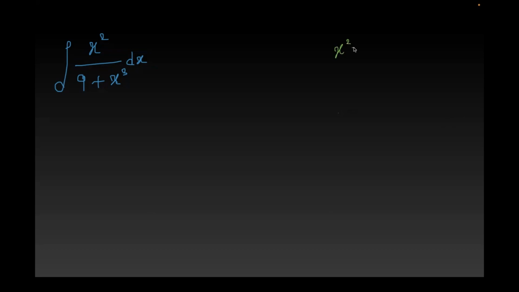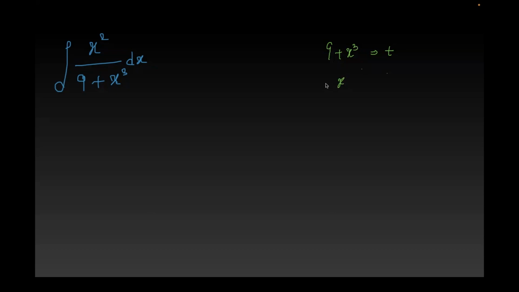Let x square is equal to t. Let us see. So 2x dx is dt. But it doesn't seem to be that helpful. So what we'll do? We'll try the denominator as t. Take 9 plus x cube as t. Differentiate both sides.